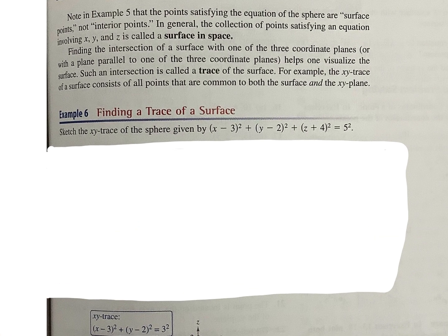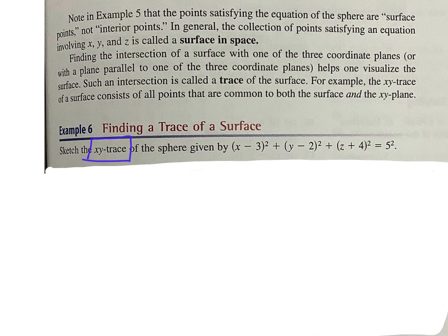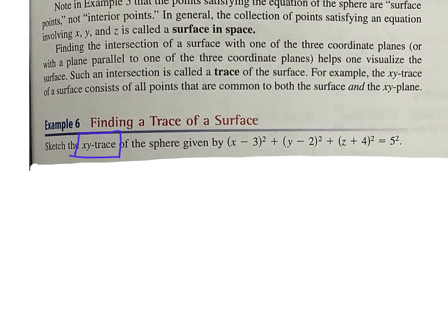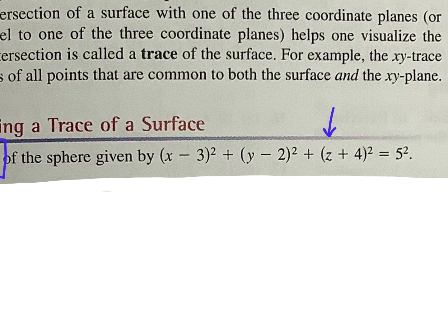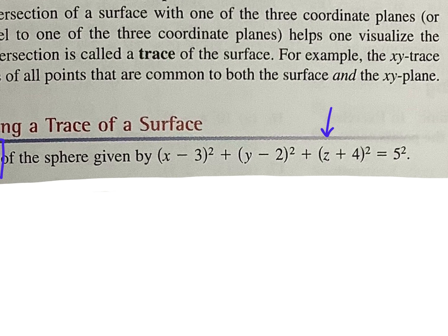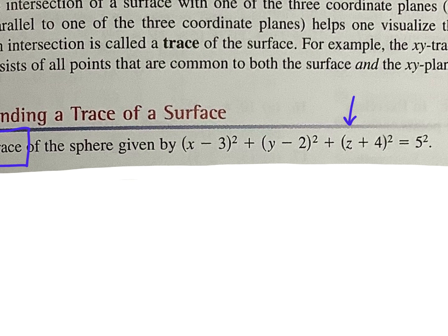It's super easy. First of all, identify what part they want. They want the XY trace, correct? You guys see that? It says XY. So what do we do to figure this out? Whatever letters they're looking for, you leave. It says the XY trace, so you leave it. You plug in 0 for the letter that they do not mention. If it said the XZ trace, what would you plug in 0 for? The Y. If it said the YZ, you would plug in 0 for X. So exactly what I just said, guys, is exactly what you do.